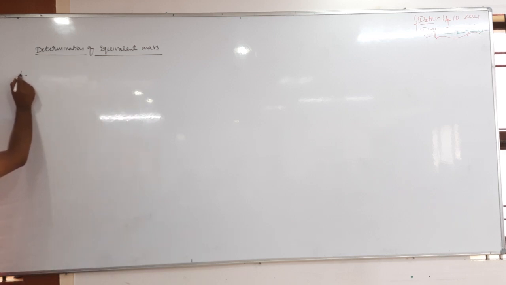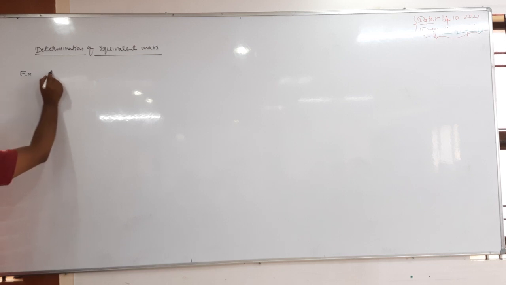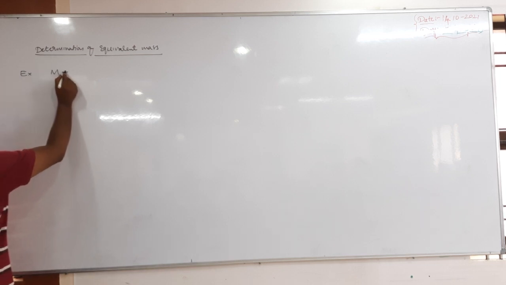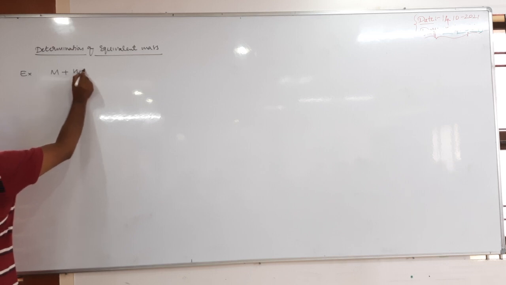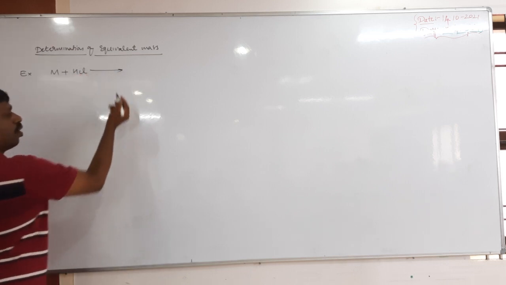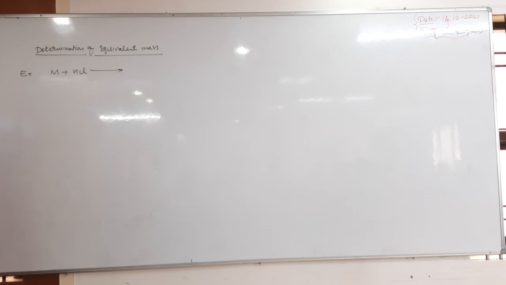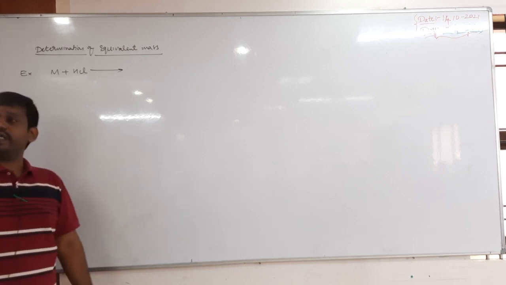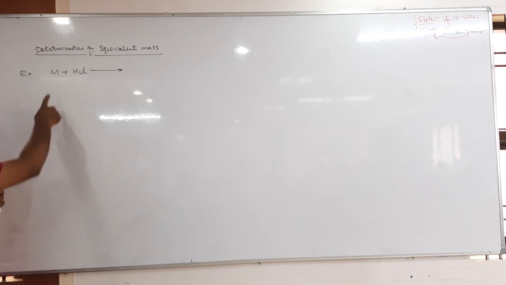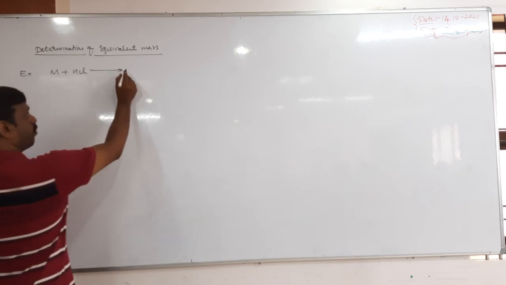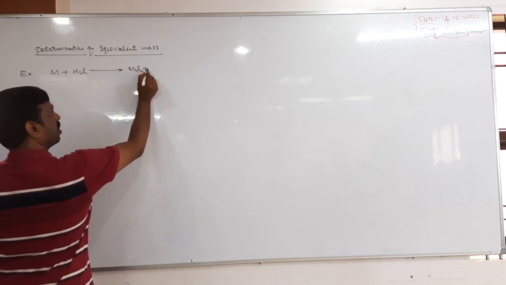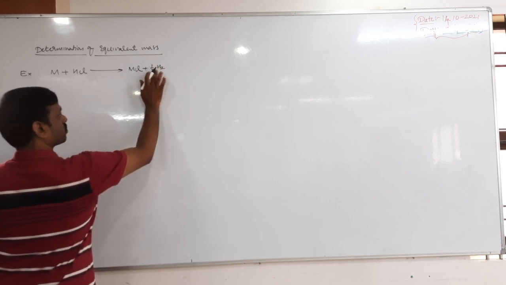For example, let us take a metal M. A metal M reacts with dilute hydrochloric acid. We know that metal always displaces hydrogen gas. Metals react with dilute acids and liberate hydrogen gas. It is a property of metals, as we also study in electrochemistry. Therefore, a metal reacts with dilute acid, forms metal chloride and liberates hydrogen gas, H2.